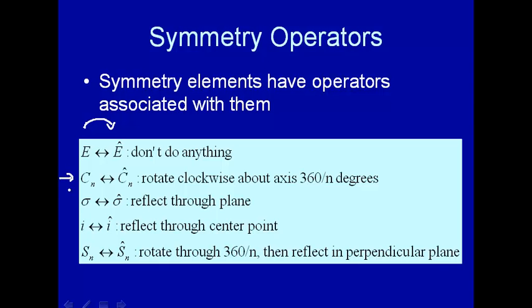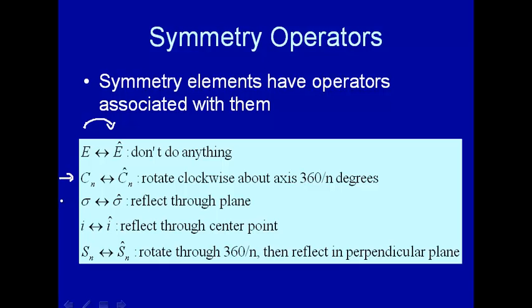Similarly, we have a symmetry element, a C_n rotation axis. We're going to change that into an operation, put a little hat over it, and this operation, operating on something, will mean rotate clockwise through 360 over n degrees. For example, we have a C2 rotation axis. Our C2 rotation operator will rotate a structure about an axis 180 degrees.